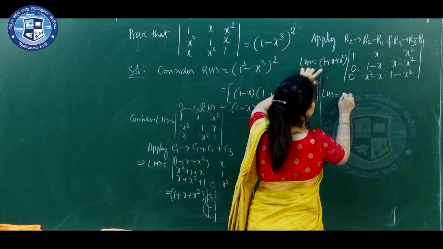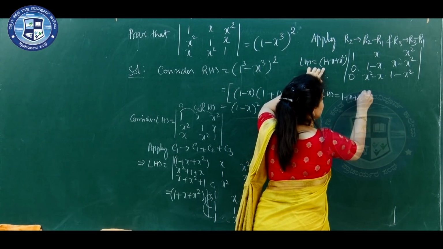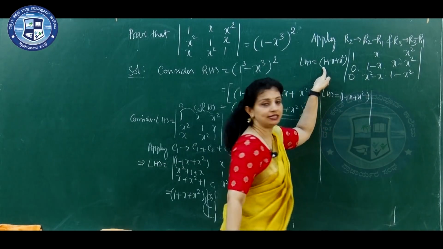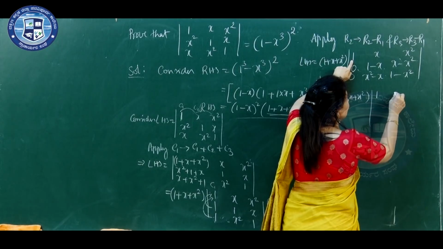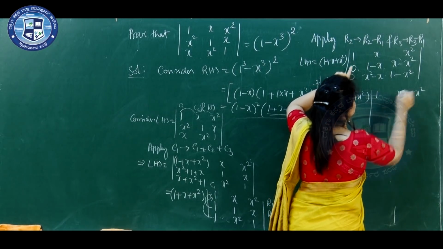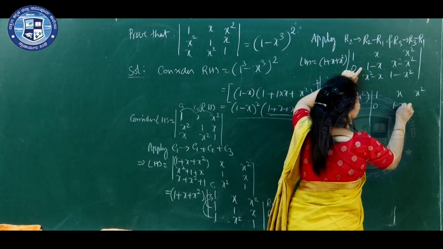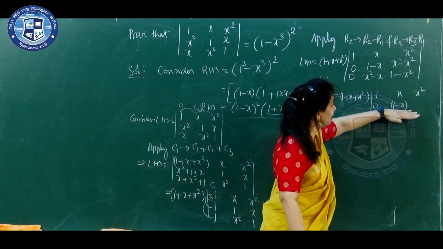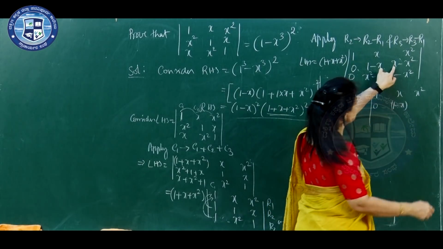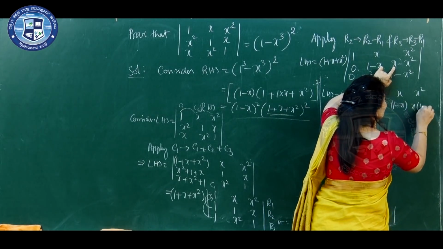LHS equals 1 plus x square into determinant of, look at this, here we get the answer, before that 1, x square as it is. Now, is it possible to get the factor 1 minus x in the second row? Can we get the common factor 1 minus x? And this one here, x is taken out, 1 minus x.